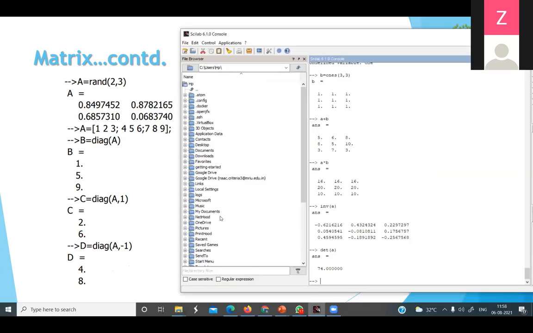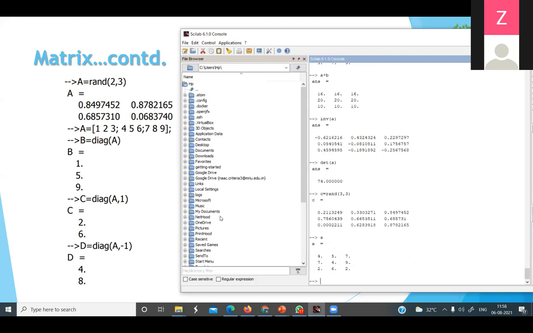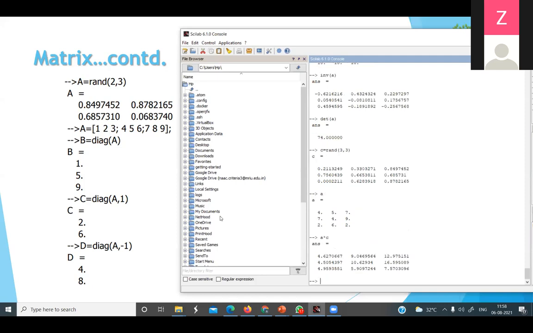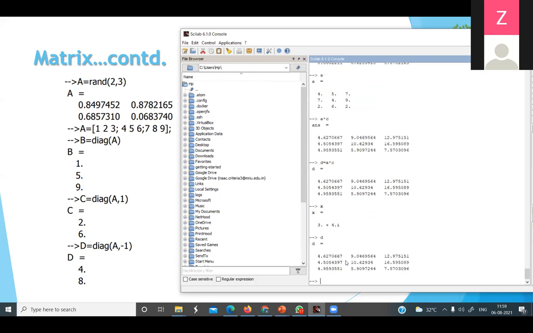I want to create a matrix of random numbers. Let us say C equal to a matrix of random numbers, again 3 by 3. And it's done. Now this is matrix A. I want to multiply this matrix A with the matrix of random numbers and store the result in D. So now D contains the values of A into C.